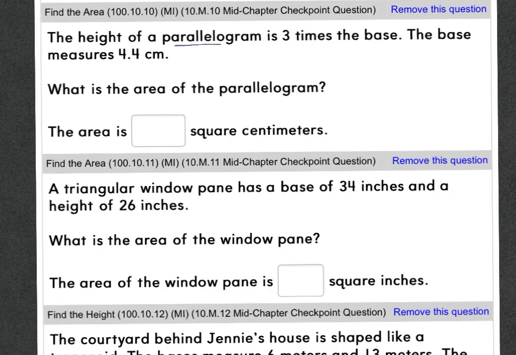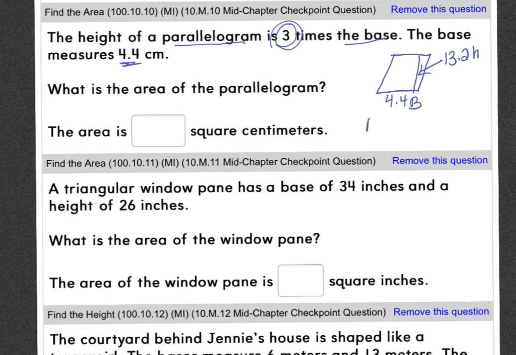Okay, so the height of a parallelogram is 3 times that of the base, and the base measures 4.4. So let's draw this out. Here's my parallelogram. The height of the parallelogram is 3 times the base. Well, I kind of drew a really bad parallelogram there. Let me fix that. All right, that's better because my base is 4.4. And they said the height is 3 times the base. So my height is 3 times 4.4. So 4.4 times 3 is going to give me 13.2.